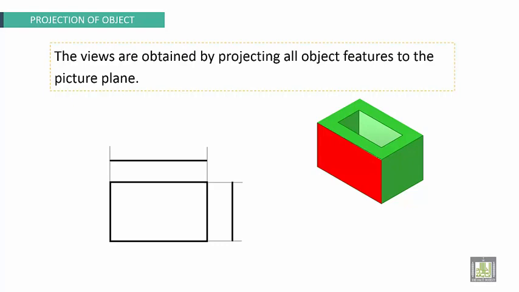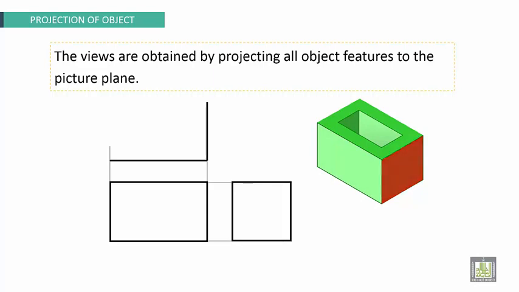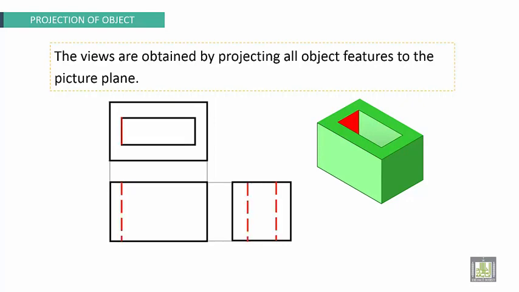But this line is from the front view or the elevation, and this line is from the top view. This line and this line here are from the front view, and this one is from the right side view. If we continue here the same way, by orthogonal projection, we can find all the views for this object. One remark here: the method used for projection is third angle projection.